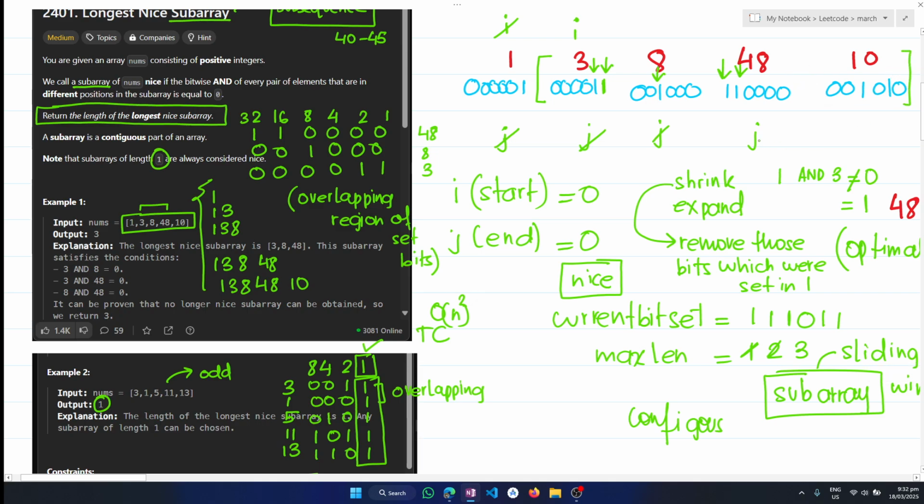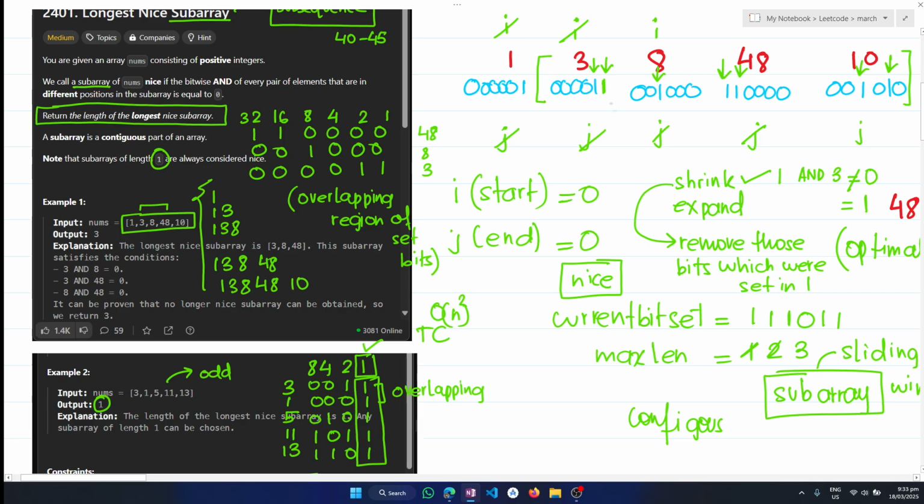Then again I try to expand my window in a greedy way. I try to see if I can get a length which is greater than 3. But when I come to this point, I see that both of these bits are colliding, are clashing, right? This is on as well and this is on as well. So in this scenario, listen very carefully. What do I need to do? At this point, you know for a fact that I'm going to shrink my window, because my condition is getting false. The current window I'm talking about is not nice. So I shrink my window, I increment my i.